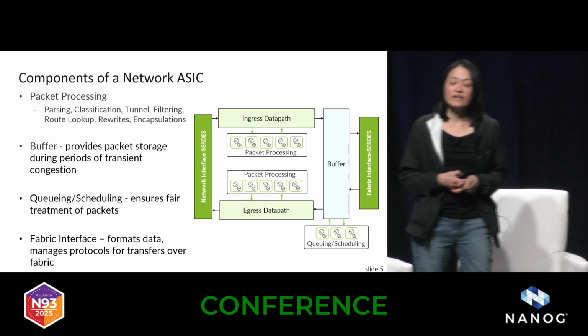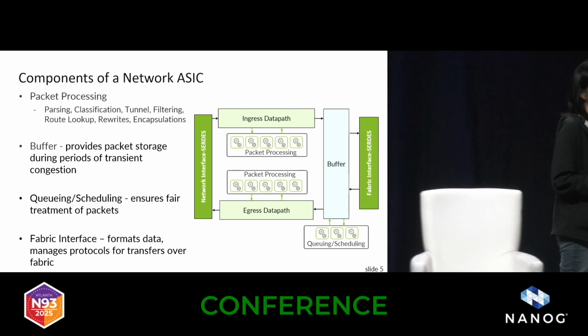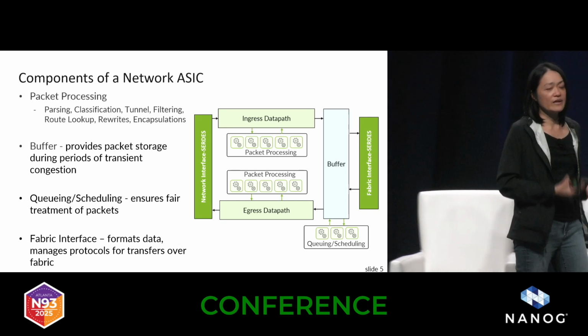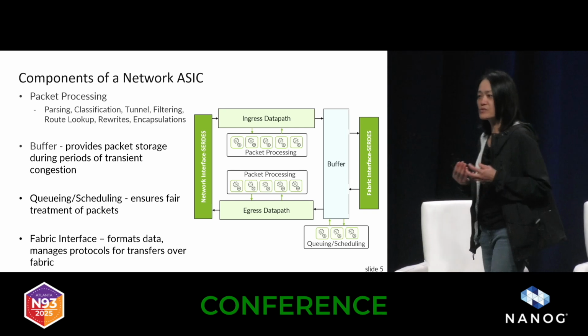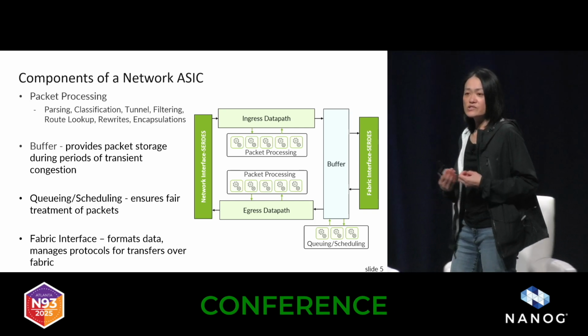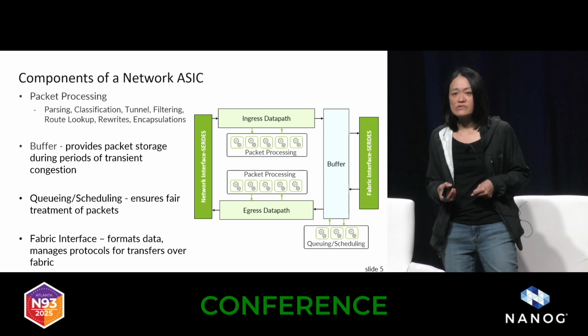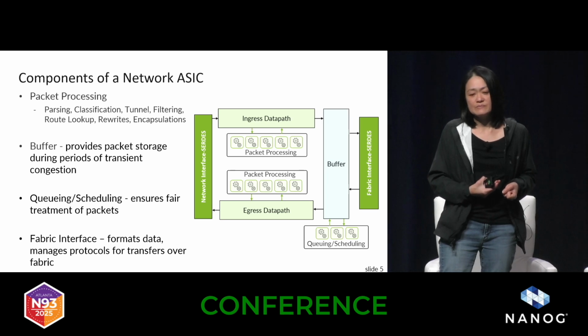And then after that, we always have a buffer. The purpose of the buffer is to hold packets during periods of transient congestion. So the whole purpose of holding that packet is so we don't drop. We all know that there is performance degradation when you start dropping packets. So we need to size this buffer so that we can absorb these types of transient congestion situations.